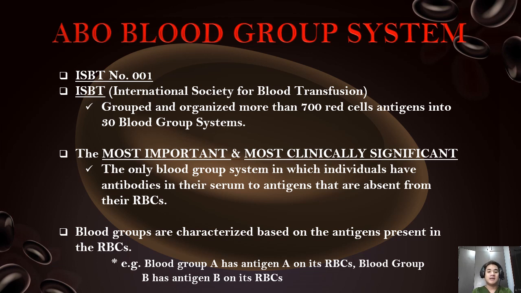And why exactly? It is because this is the only blood group system in which antibodies are consistently and predictably present in the serum of people who lack the corresponding antigen. And the blood group of a person is based on what antigen is present on his red blood cells. So for example, if a person has antigen A on his RBCs, it means that this person is blood group A. If one individual has antigen B on his RBCs, then this individual is blood group B, and so on. And we will try to broaden these concepts as we proceed with the succeeding slides.